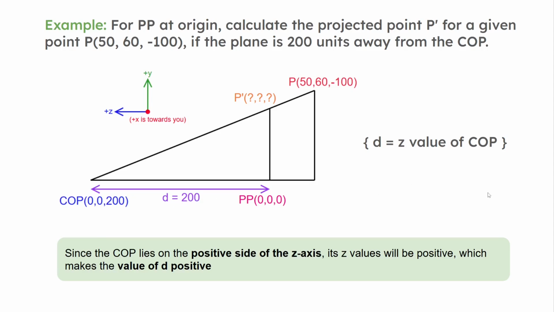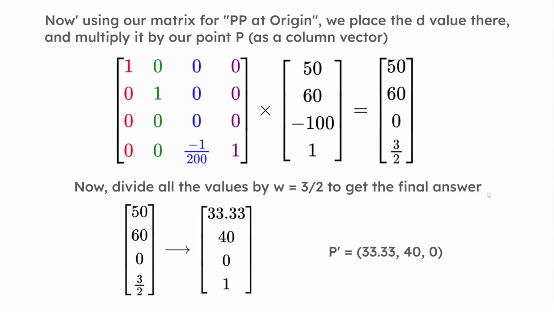All right. So we put the D value in our matrix for our projection plane at origin formula. It will give us this matrix. It's like the identity matrix, but here it is 0. And we put the D value in the denominator in this part. Our formula was minus 1 by D. Since D is positive, this whole term is actually negative. Our given point, or P point, was 50, 60, minus 100. So we arrange this point into a column vector, a 4 by 1 matrix. We multiply both of these matrices and get a result of 50, 60, 0.